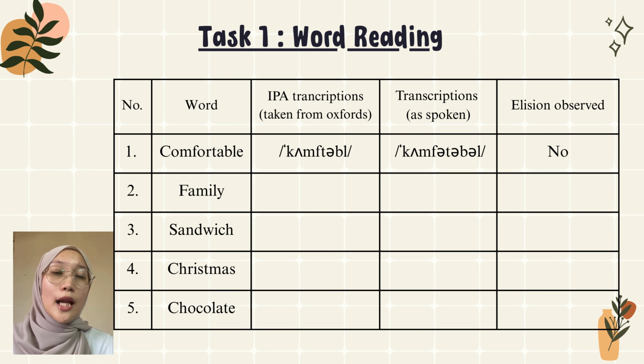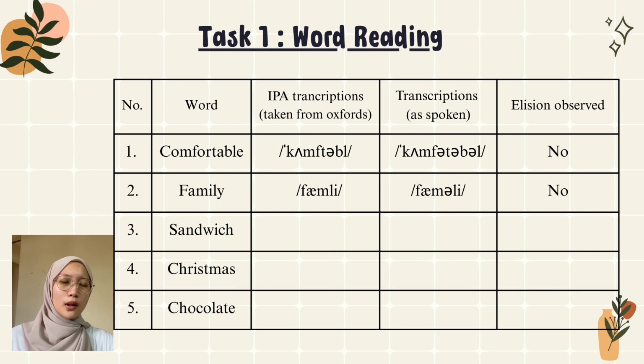So, did elision occur? The answer is no. In this case, no sound was omitted. This means there was no elision observed in the participants' pronunciations of the word comfortable. Now, let's take a look at the second word, which is family. Let's hear the recording.